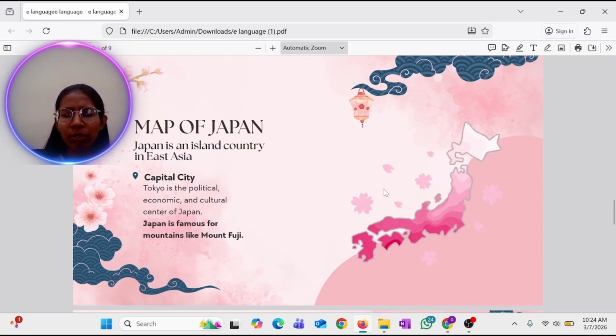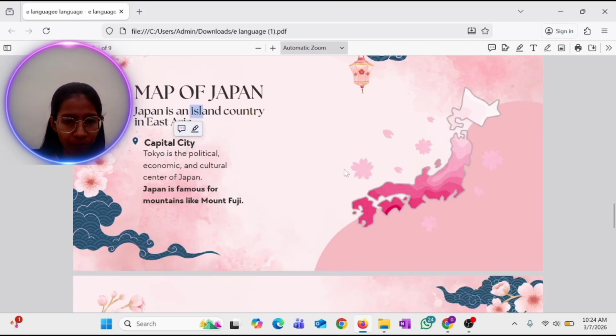And now, this is the map of Japan, as you can see. Here are some small facts: the capital city is Tokyo, everyone knows. And there is the famous mountain known as Mount Fuji, which is located in Japan. Again, Japan is an island country in East Asia. Okay, it is located in East Asia.